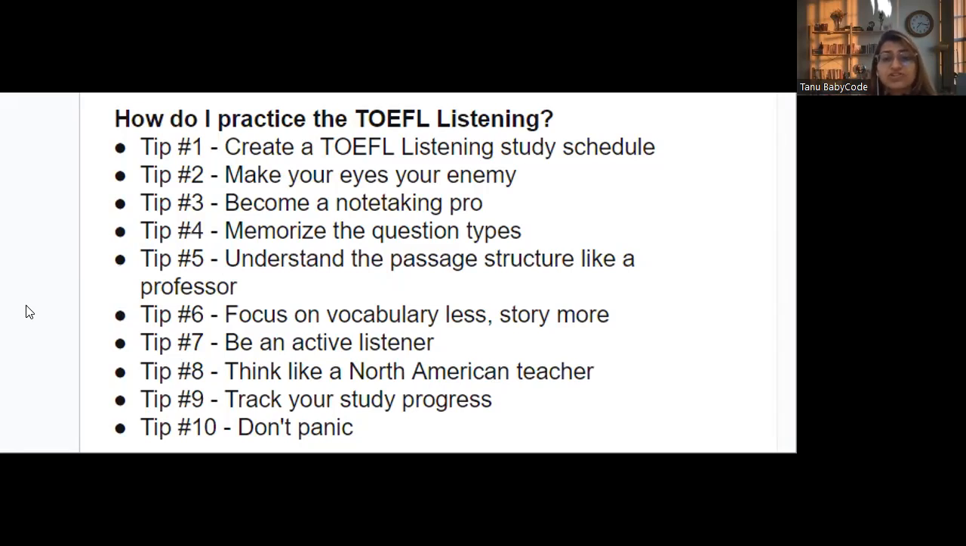Understand the passage structure like a professor. Now how does the professor know about the structure, that yes, this is first, this is second, so understand the structure like that. Focus on vocabulary less and focus on story more, right? Be an active listener. Listen to the audio conversation very carefully. Think like a North American teacher. Why? Because they keep on asking, why was the information provided, why did it happen, and what is going to be the next part. So think like that.